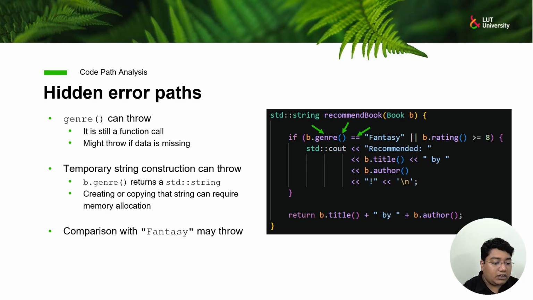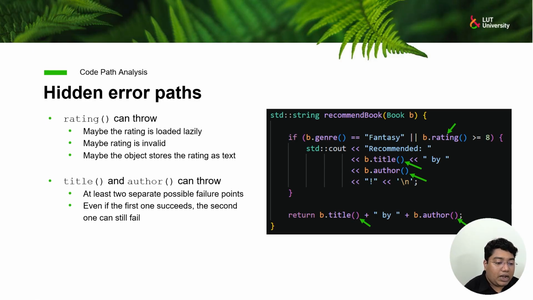Suppose genre returns a standard string. Creating or copying that string may require allocating memory. That allocation can also fail. Then we compare it with the string fantasy. Even that comparison involves a function call and temporary objects. So what looked like one simple condition actually hides several different places where execution could stop unexpectedly.